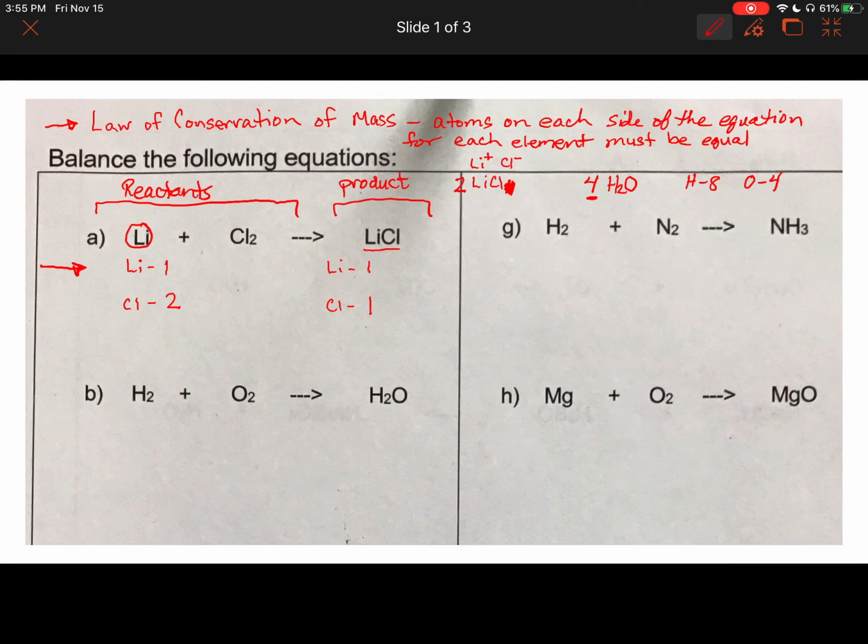So I look at the next one, and I see that I have 2 chlorines on the reactant side with 1 chlorine on this side. Now I need 2 chlorines on this side. So the only way I can get 2 chlorines on the product side is to put a big 2 in front of this whole formula.